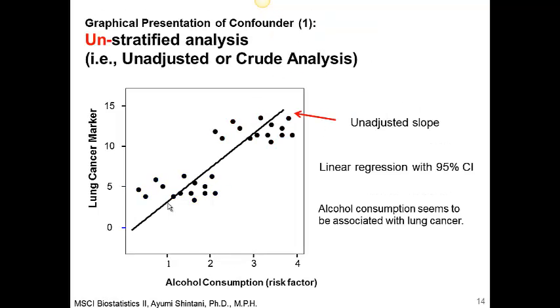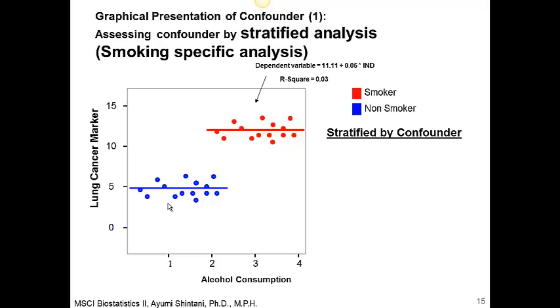The next data is actually the same as this data, but we separately plot smokers and non-smokers and look at the effect of alcohol consumption on lung markers separately for smokers and non-smokers. This type of analysis we call stratified analysis. Data are stratified by smoking status, and sometimes I call this smoking-specific analysis. Okay? And if you look at the association between alcohol consumption and lung cancer, do you still think there is an association?